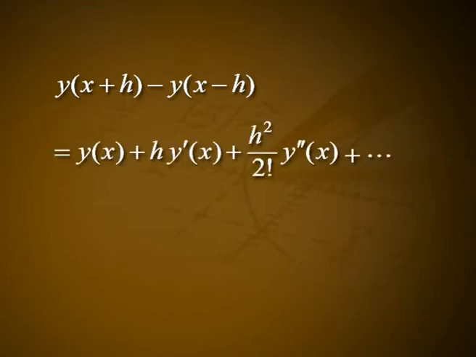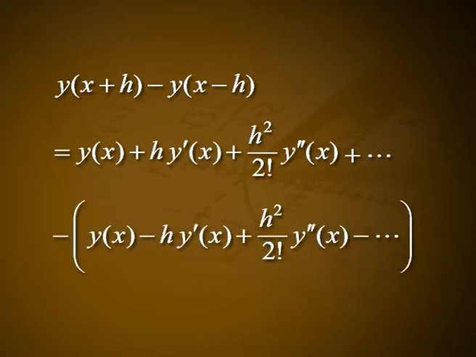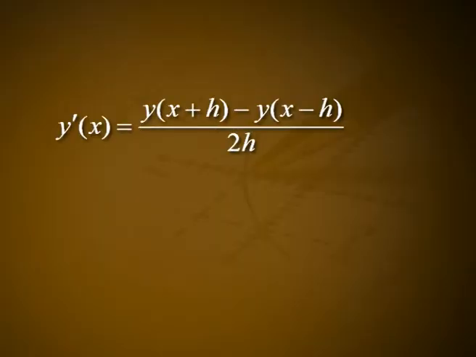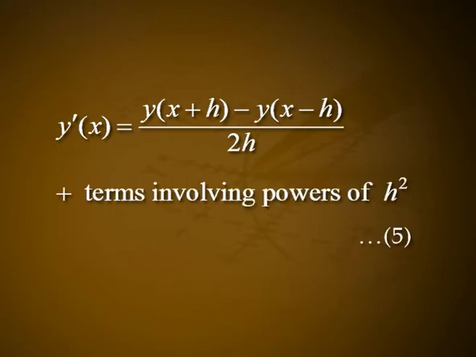Also, y(x+h) - y(x-h) = [y(x) + h y'(x) + h²/2! y''(x) + etc.] - [y(x) - h y'(x) + h²/2! y''(x) - etc.], which gives y'(x) = [y(x+h) - y(x-h)]/2h + terms involving powers of h², let it be 5.